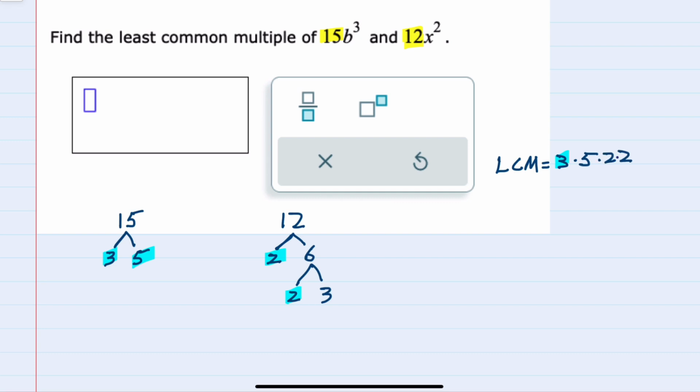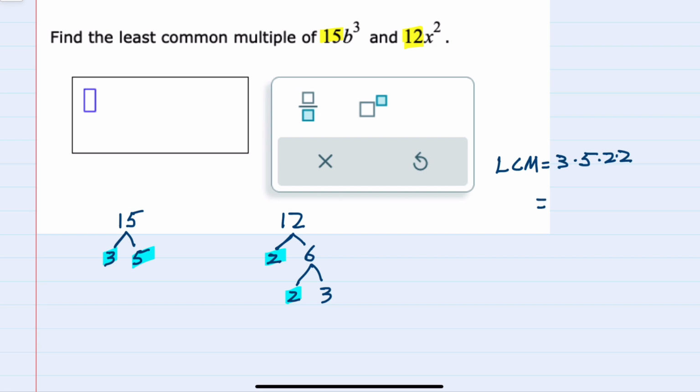And we can see that for the coefficient, the lowest common multiple, 3 times 5 times 2, has all of the prime factors in each of these numbers, 15 and 12. So this expression, 3 times 5 times 2, has all of the factors of 15, 3 and 5. It has all of the factors of 12, 2 2s and a 3. So for the numerical portion, I can multiply these.